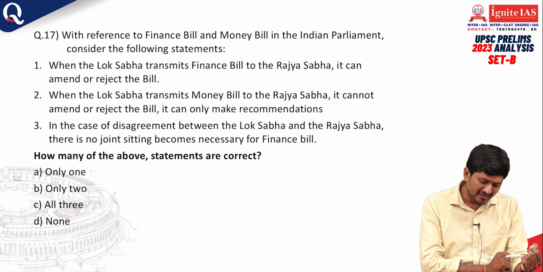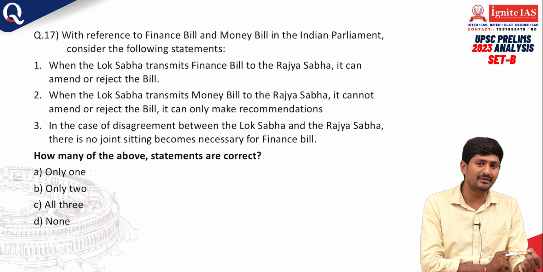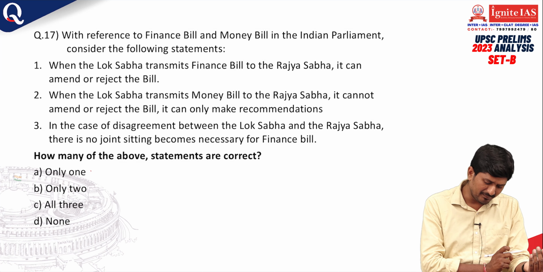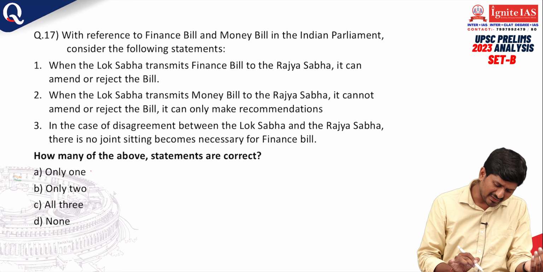And third one, in case of disagreement between Lok Sabha and Rajya Sabha, a joint sitting becomes necessary for the finance bill. So again, joint sitting is not available with respect to the finance bill. So the answer would be, okay, what is the right answer? Only one is correct, one only.